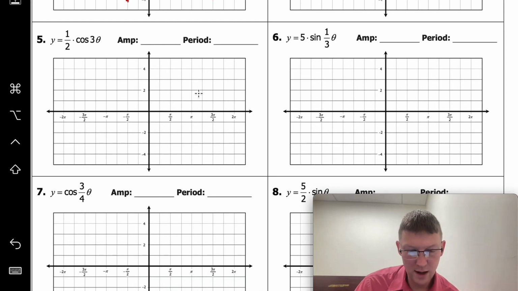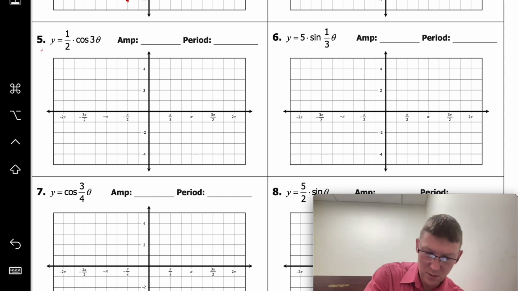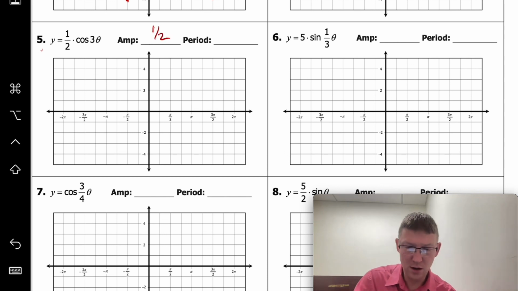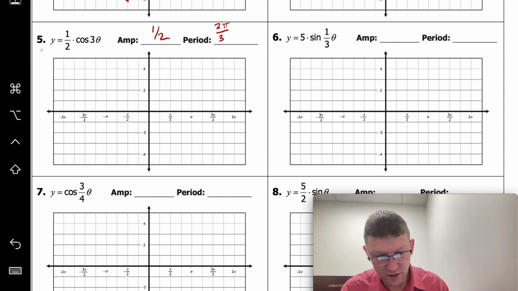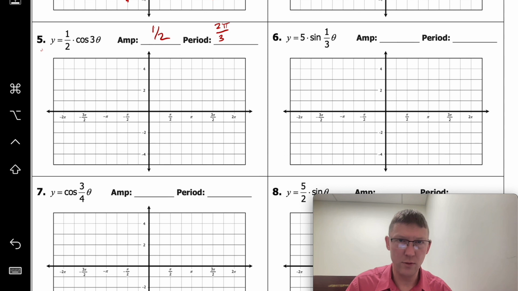Okay, let's do a cosine. So here we've got number 5, 1/2 times cosine 3 theta. So our amplitude is going to be 1/2. And then in this case, our period, which is 2 pi over, our period is just going to be 2 pi over 3.